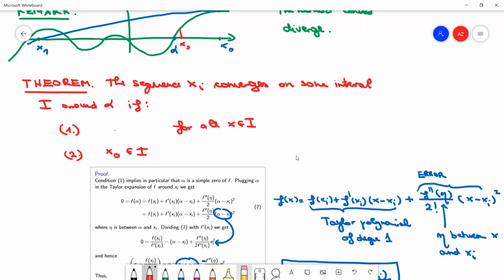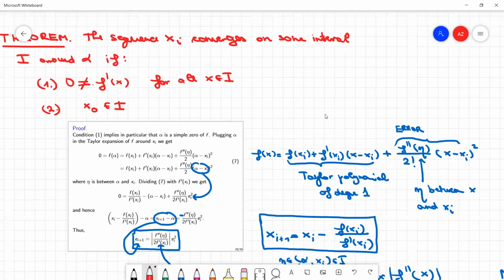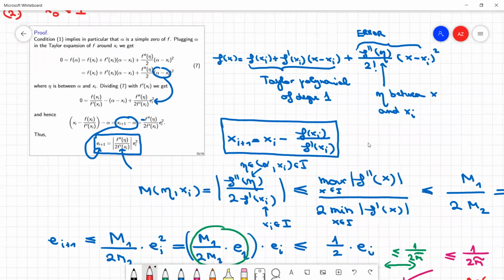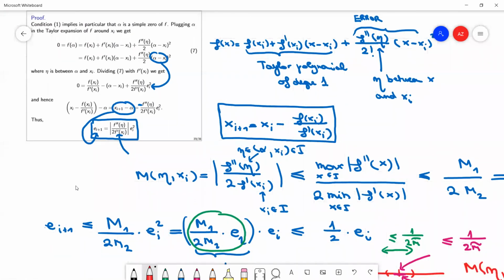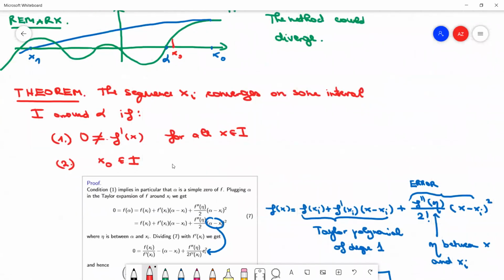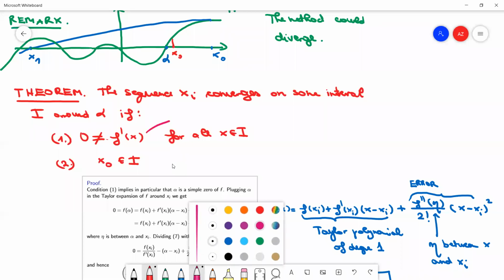So 0 is not equal to f derivative of x for all x on the interval I. And this was also clear from the proof. So please correct this here, and thank you for the remark. Thank you, Igor, for the remark. And maybe just an explanation of why there was this one.